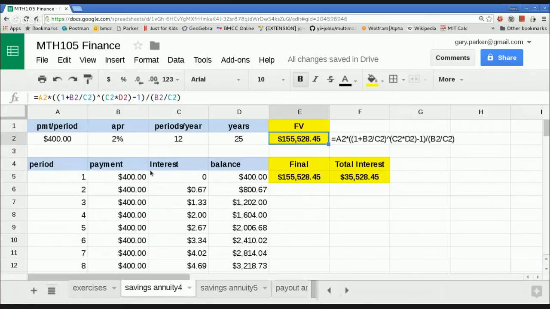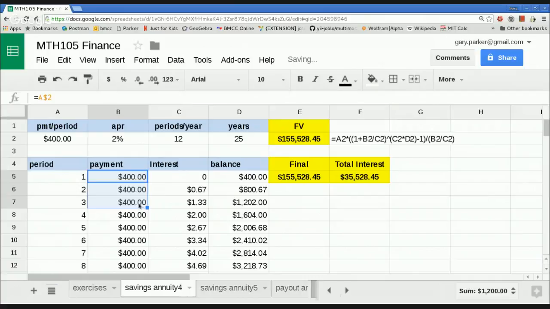I want to look at it in terms of month by month. What's happening in the bank? So I'm putting $400 in each month. And to make that formula happen, I just say look in cell A2. And since I'm going to fill this formula down, I put a $ in front of the 2 to make it an absolute reference. That way, if I take it and use the magic fill button, it's always going to look in cell A2.